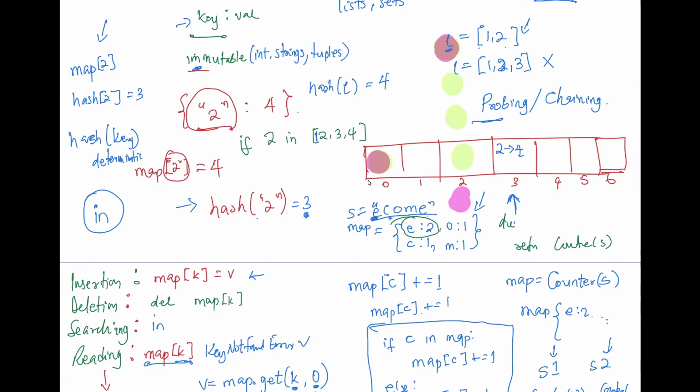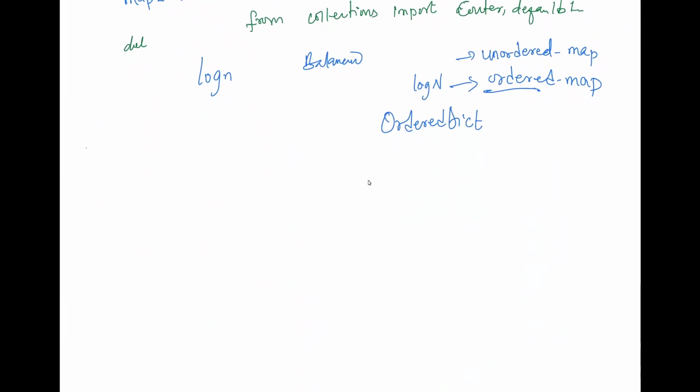So the time complexity. Go on. Yes, what about the ordered dict makes it ordered? So what an ordered dict does is that it stores the data in the form of a binary search tree. This is how ordered dicts work. Ordered dicts are very powerful, actually. I'll show you how powerful they can be.